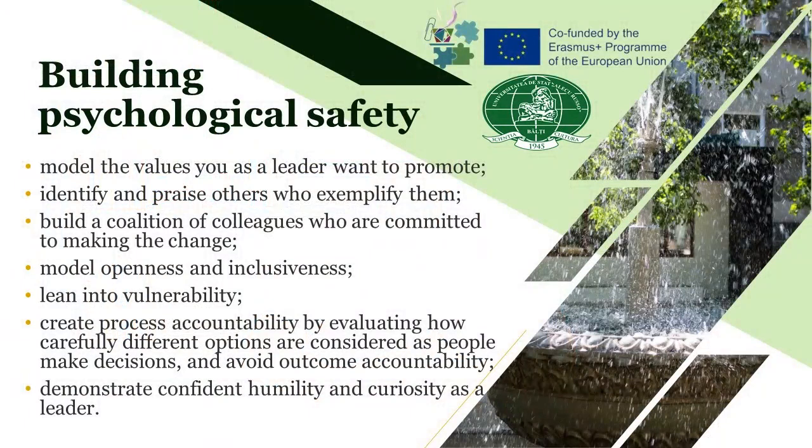Now, what shall a leader do to create that psychological safety at work? These are some suggestions. Number one, model the values you as a leader want to promote. Number two, identify and praise others who exemplify them. Number three, build a coalition of colleagues who are committed to making the change. Number four, model openness and inclusiveness. Number five, lean into vulnerability. Number six, create process accountability by evaluating how carefully different options are considered as people make decisions, and avoid outcome accountability. Number seven, demonstrate confident humility and curiosity as a leader.